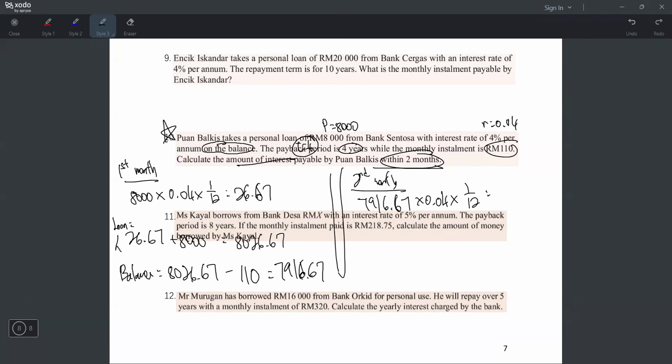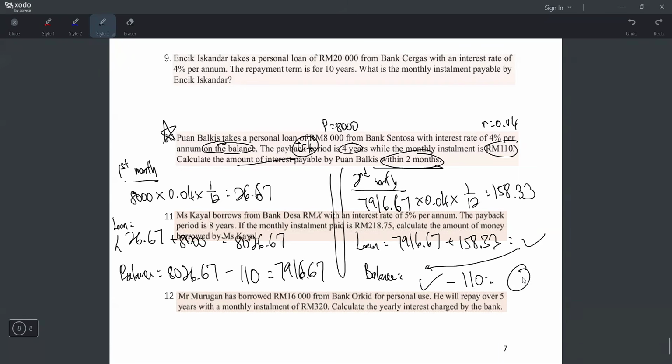Okay, I'm just gonna use the answer button and then times 0.04 times 1 divided by 12. Okay, I got 158.33. That's the interest. Now, to get the loan, you take the 7916.67, that's the P, plus the interest 158.33, and then you get the answer here. To get the balance, you take this value minus the monthly installment 110, and then you get the new balance, and this balance will be carried into the following month.